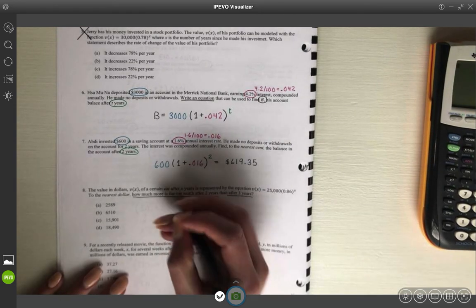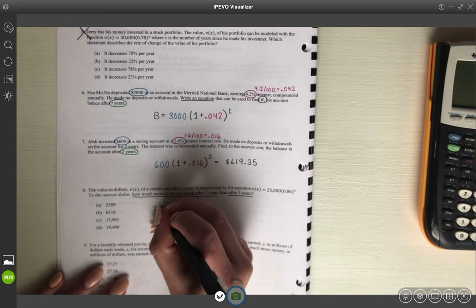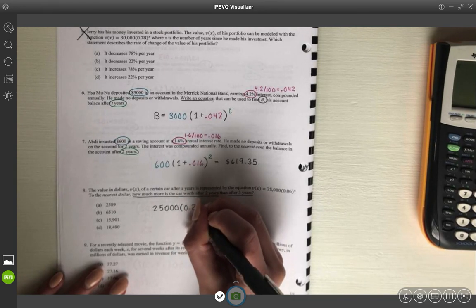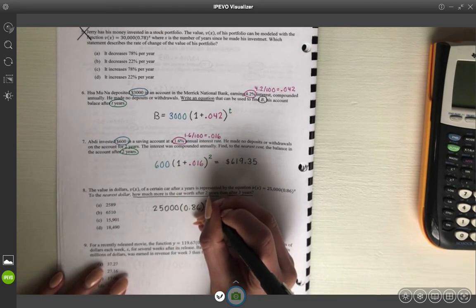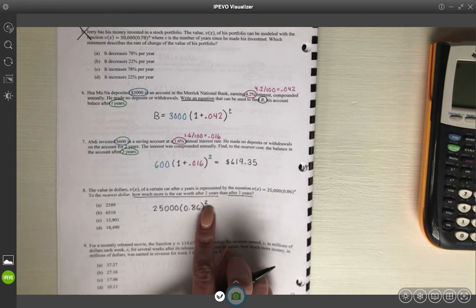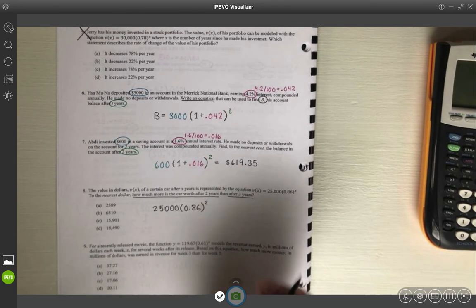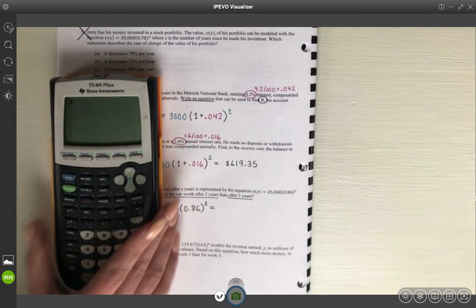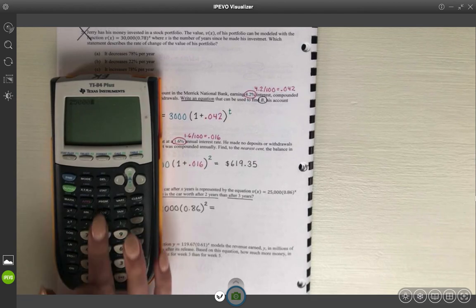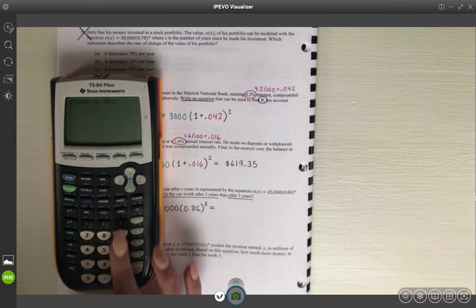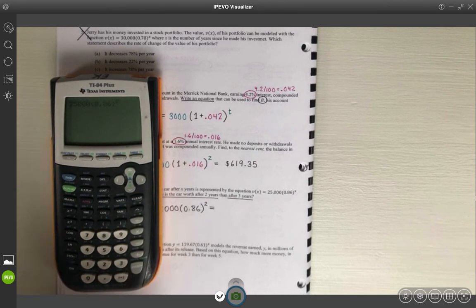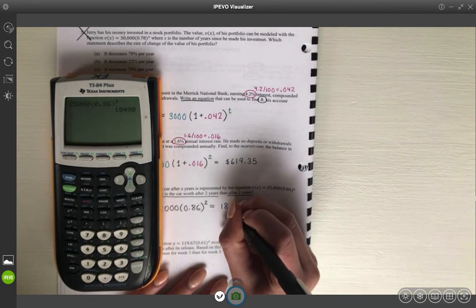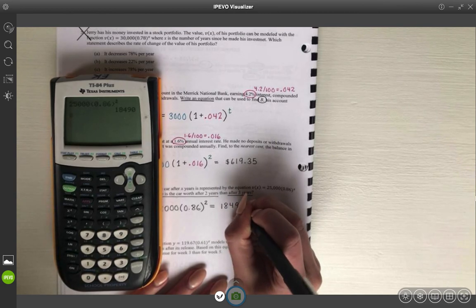So let's start with 2 years. 25,000 times 0.86 to the second power, because we want to know how much the car is worth after 2 years. Let's type this into our calculators. It is worth $18,490.